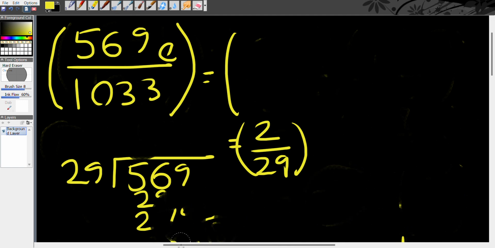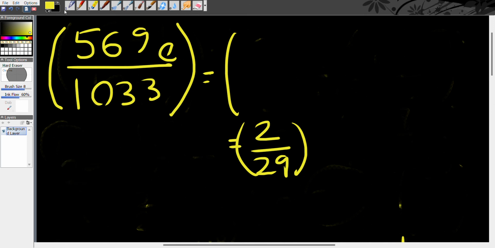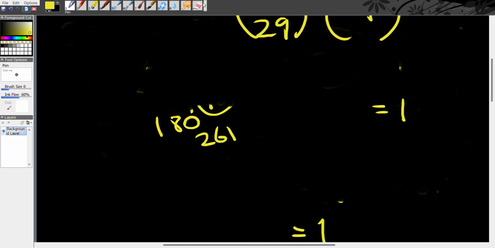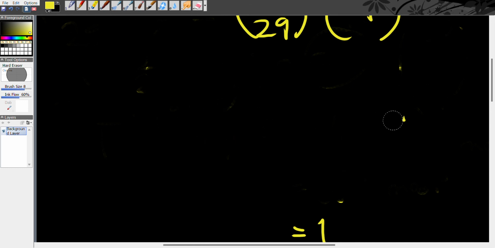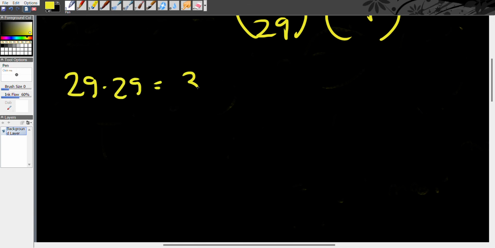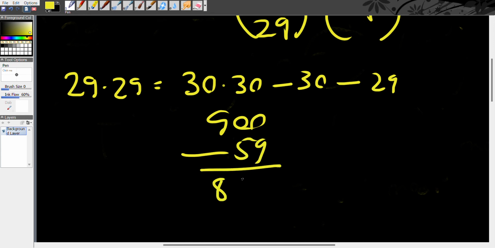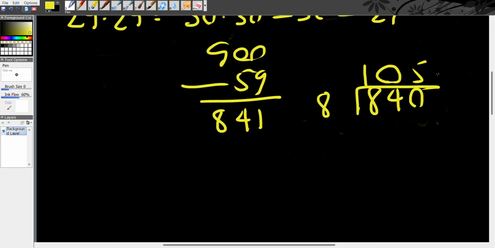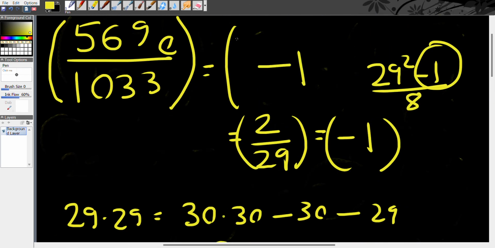So the symbol that we're calculating right now is 2 over 29, which is equal to negative 1 to the (29 squared minus 1) over 8. It's easy to run astray when I'm erasing everything all the time and I'm not seeing my past results. 29 times 29 is 30 times 30 minus 30 minus 29, which is 900 minus 59, which is 841. 840, remember to subtract the 1, right? Subtract the 1 right here, and then divide by 8 is 105, which is odd. This Legendre symbol is equal to minus 1. All right, let's do one more.